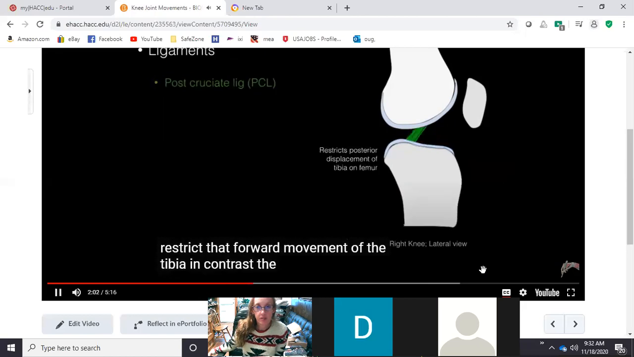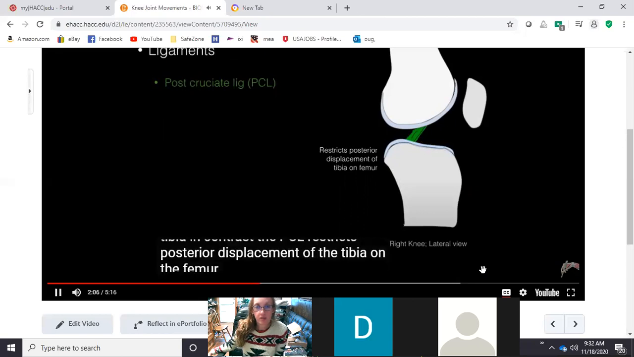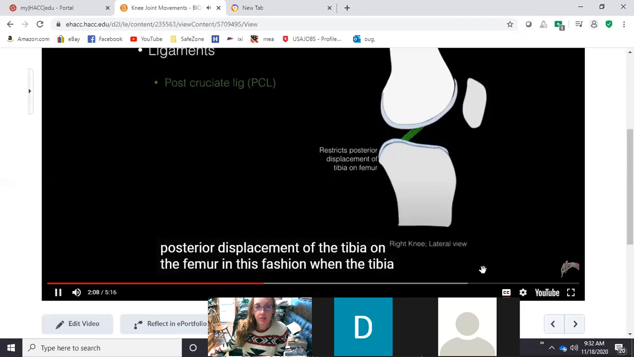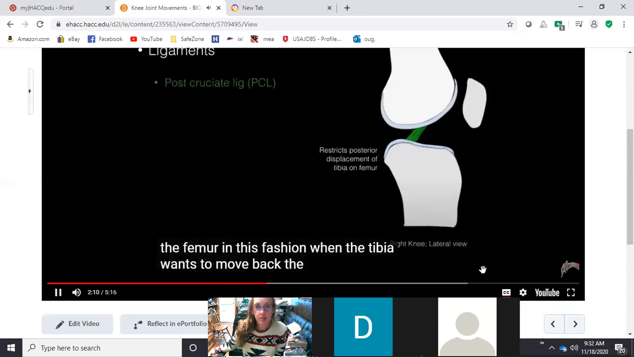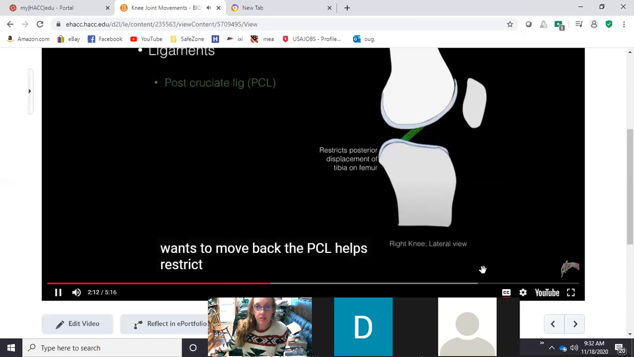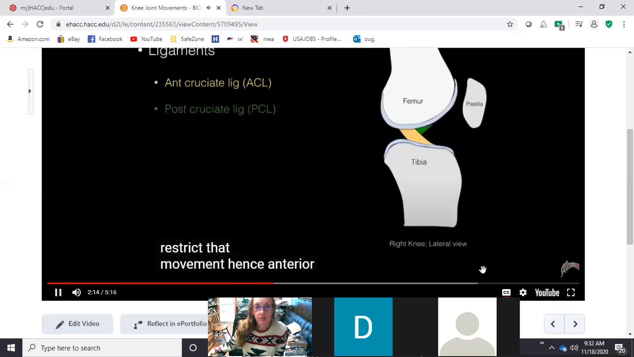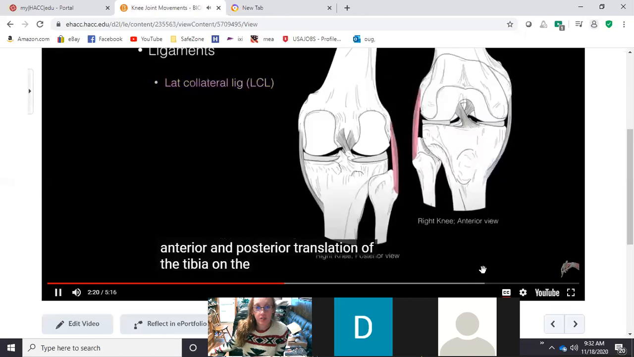In contrast, the PCL restricts posterior displacement of the tibia on the femur in this fashion. When the tibia wants to move back, the PCL helps restrict that movement. Hence, the anterior and posterior cruciate ligaments help with restricting anterior and posterior translation of the tibia on the femur.